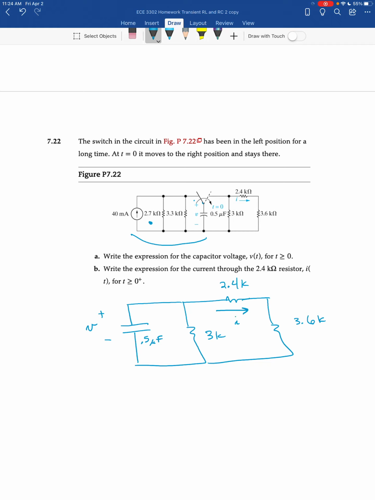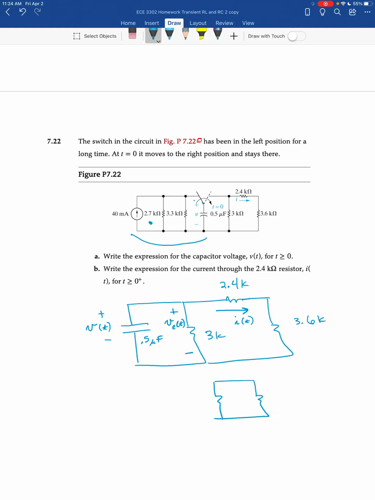Once you do that, one of the things that you're being asked to find is this current I of t. So once again, there's a number of ways, and what you have is V of t. There are a number of ways to find that. I guess what I would do is realize that this capacitor and this 3K resistor are in parallel. So this is also VC of t.